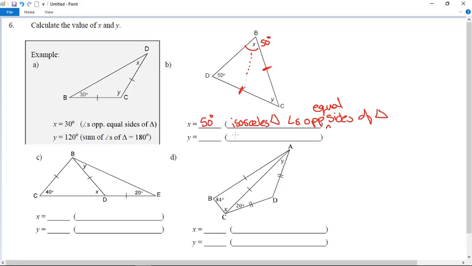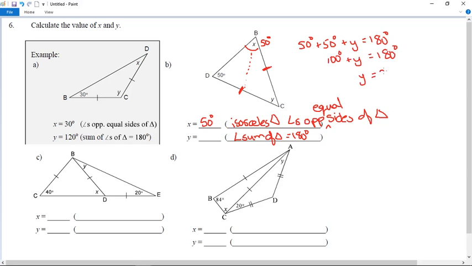Okay, now we have to figure out what is y. So now we need to use the angle sum of a triangle is 180 degrees. So if we look at this triangle, 50 degrees plus 50 degrees plus y equals 180 degrees, because it's the angle sum of the triangle. So 100 degrees plus y equals 180 degrees.